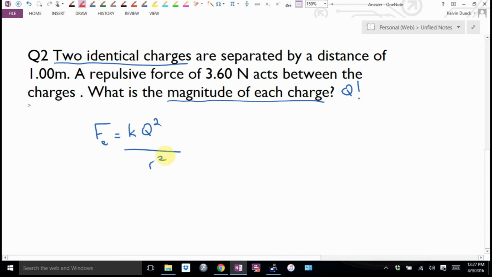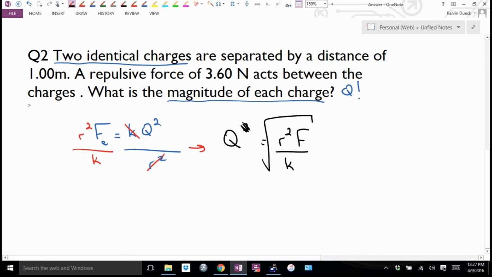Once again, dividing by r squared is the same as multiplying by r squared on that side. And multiplying by k is the same as dividing by k. I get charge squared equals r squared times the force divided by k. And how do I get rid of a squared? I square root. So the magnitude of the charge is going to be the square root of 1 squared. Hey, that's easy math. I can do that in my head.